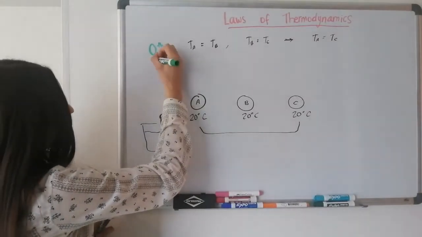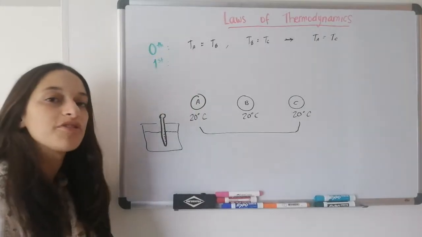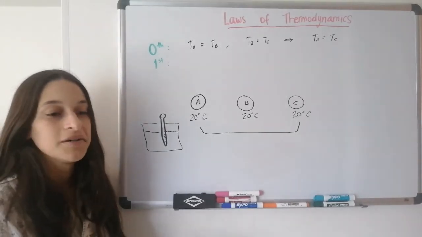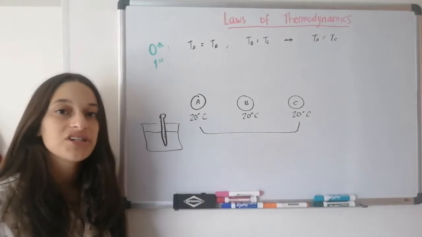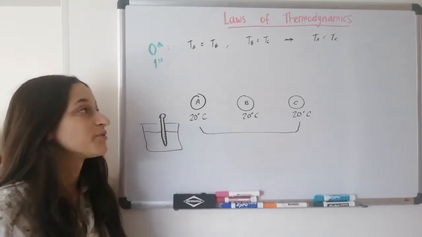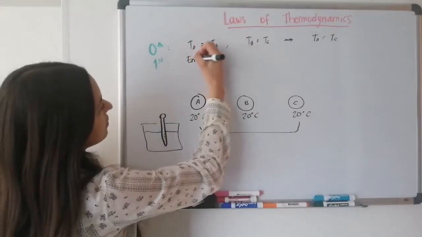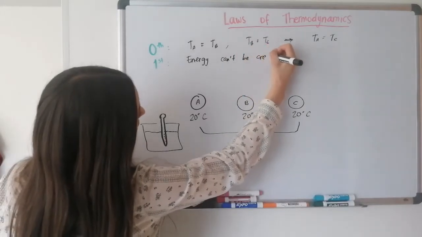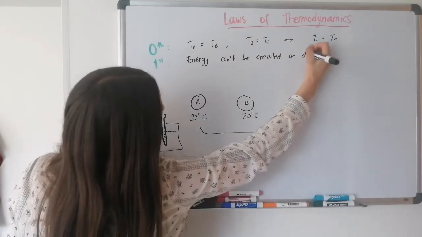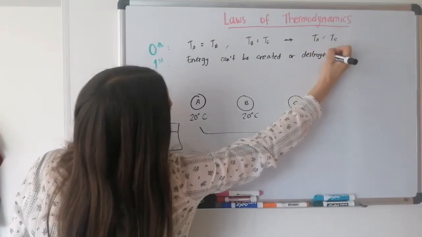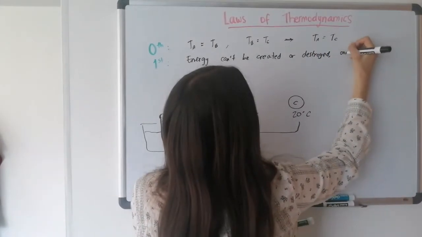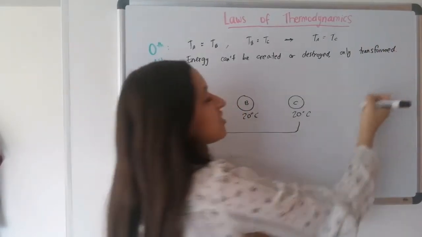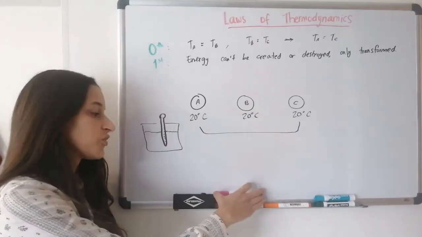Now the first law of thermodynamics is one that we've heard before many times. I think I've told you this law before in class and you've probably heard it being said. It's that energy is not created or destroyed, it's only transformed. So let me write that down. Energy can't be created or destroyed, only transformed. And that means that the energy of the universe as a whole is always going to be constant.